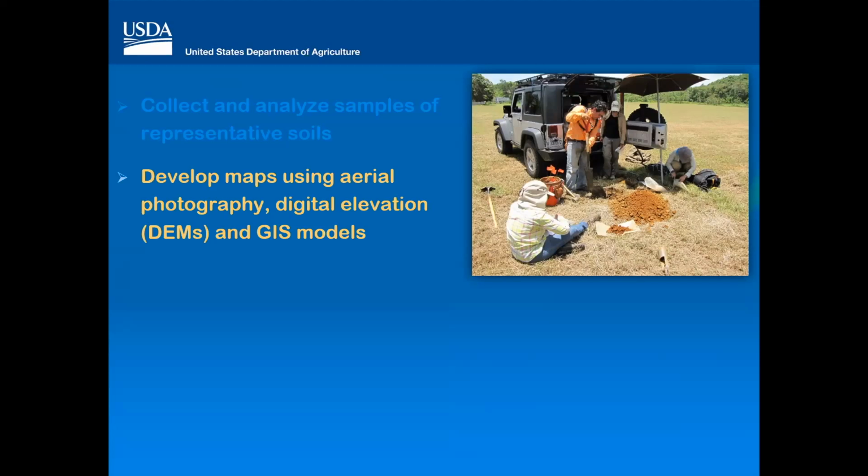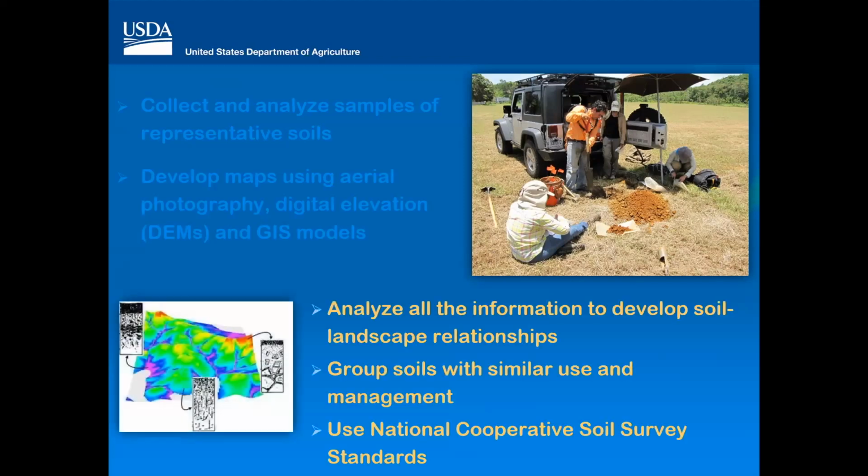We also develop maps using aerial photography, digital elevation, and these days we use digital elevation models and geographic information systems to digitize all of the information. We analyze all the information to develop these soil-landscape relationships, segmenting the landscapes that are going to behave similarly. We also group soils with similar use and management. And for developing all of these, we use the National Cooperative Soil Survey standards, right? We have a complete guide with the standards on how to do this job.